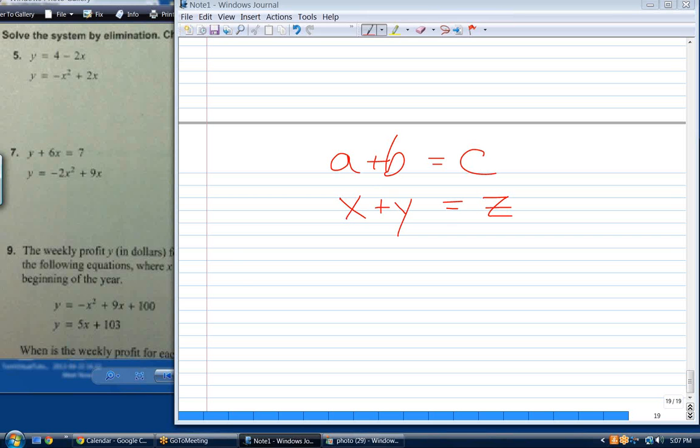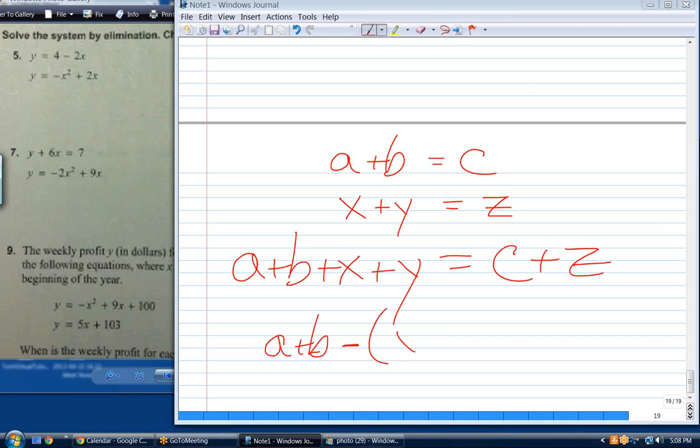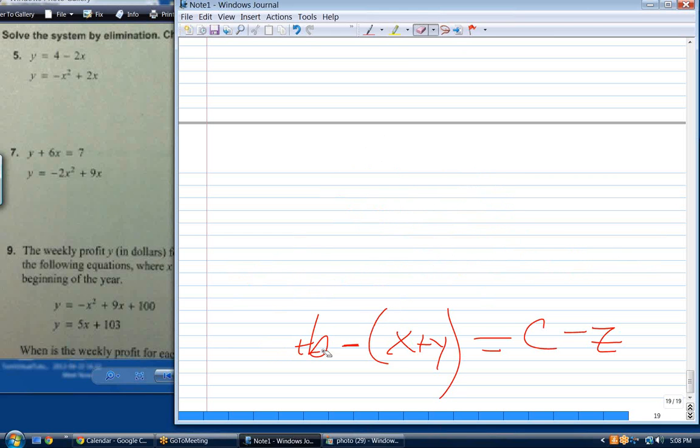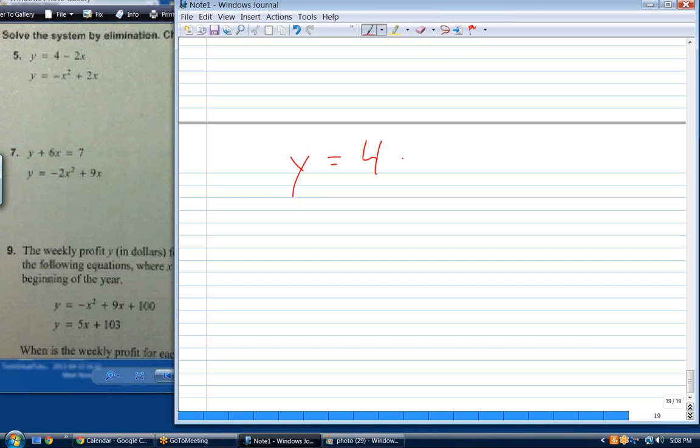It's always correct to add equations so that I get a plus b plus x plus y equals c plus z. I can also subtract these two equations: a plus b minus x plus y equals c minus z. So no matter what equations we have, it's allowed to add them or subtract them. So keep that in mind to solve by elimination, because that's the way we solve problems by elimination, is by adding or subtracting. Now this first one they've made real easy for us.